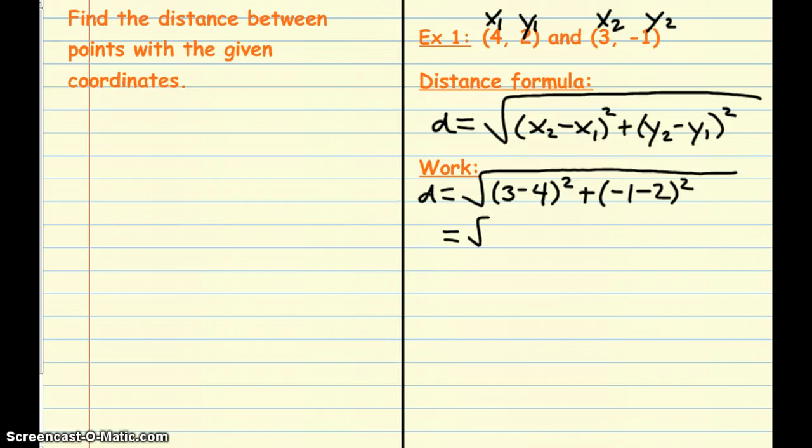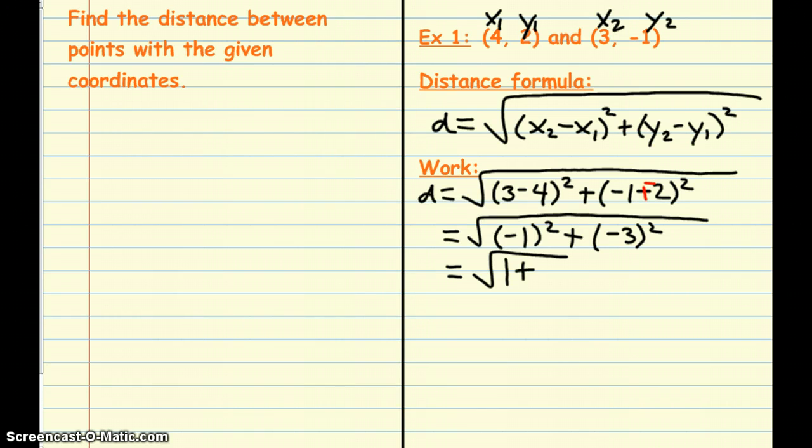So we keep the square root symbol. 3 minus 4 gives us -1, we have it squared, plus -1 minus 2, the rule for subtracting a positive, it's like adding a negative, so we get -3 squared. And now we use our order of operations. We need to square the numbers that are underneath, and -1 squared is -1 times -1, which is +1, plus -3 squared. -3 times -3 is 9, and then 1 plus 9 is 10.